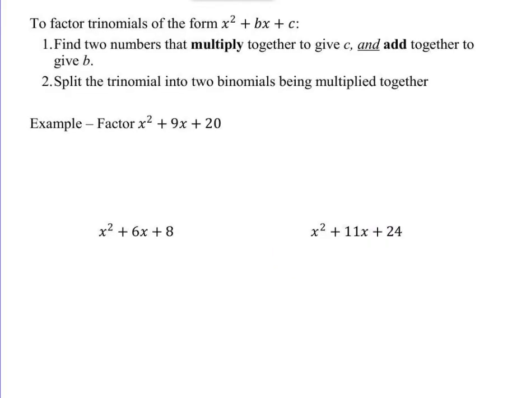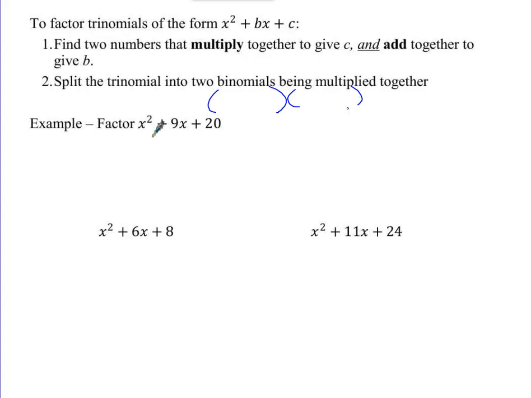So to factor trinomials of this form, x squared plus bx plus c, find two numbers that multiply together to give you c. That's this number right here, the one that doesn't have the x attached to it. And at the same time, add together to give you b. That's the number with the x attached to it. So it's two numbers that multiply to give you the constant, two numbers that add to give you the linear, or the x term. Then once you've done that, split the trinomial into two binomials. What that means is you're going to split it into a FOIL problem, two binomials being multiplied together. Once you've done that, you're pretty much done. You just have to place your terms in the correct spots.